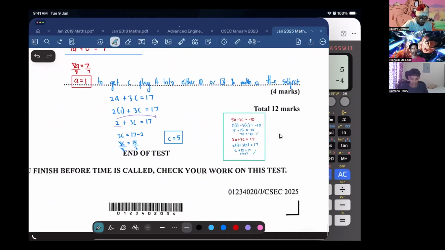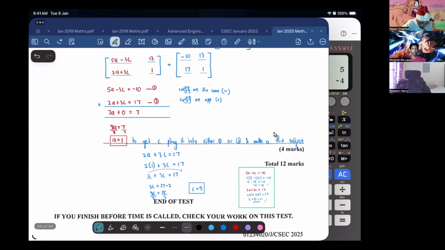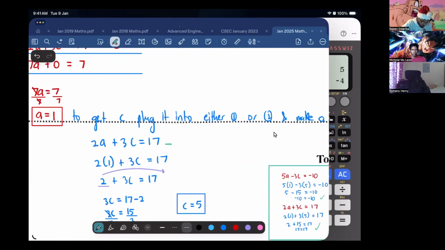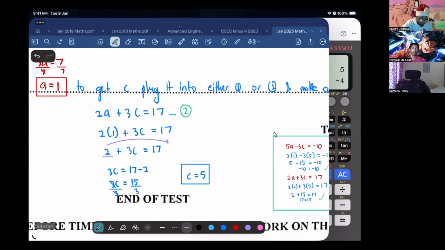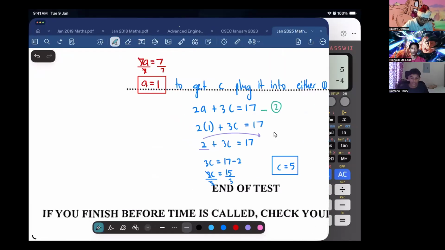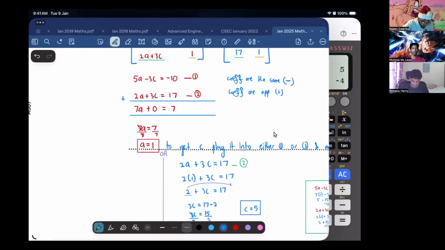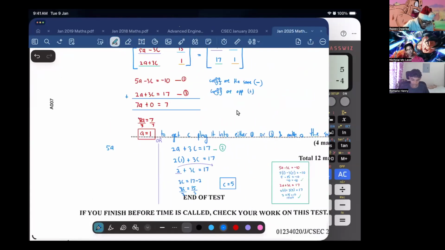Right? And I have a question, guys. We actually used equation 2 to figure out C. If I use equation 1, would I get a different answer? Yes, sir. No, you would get the same answer. You would get the same answer? Yeah, let me show you. Watch this.